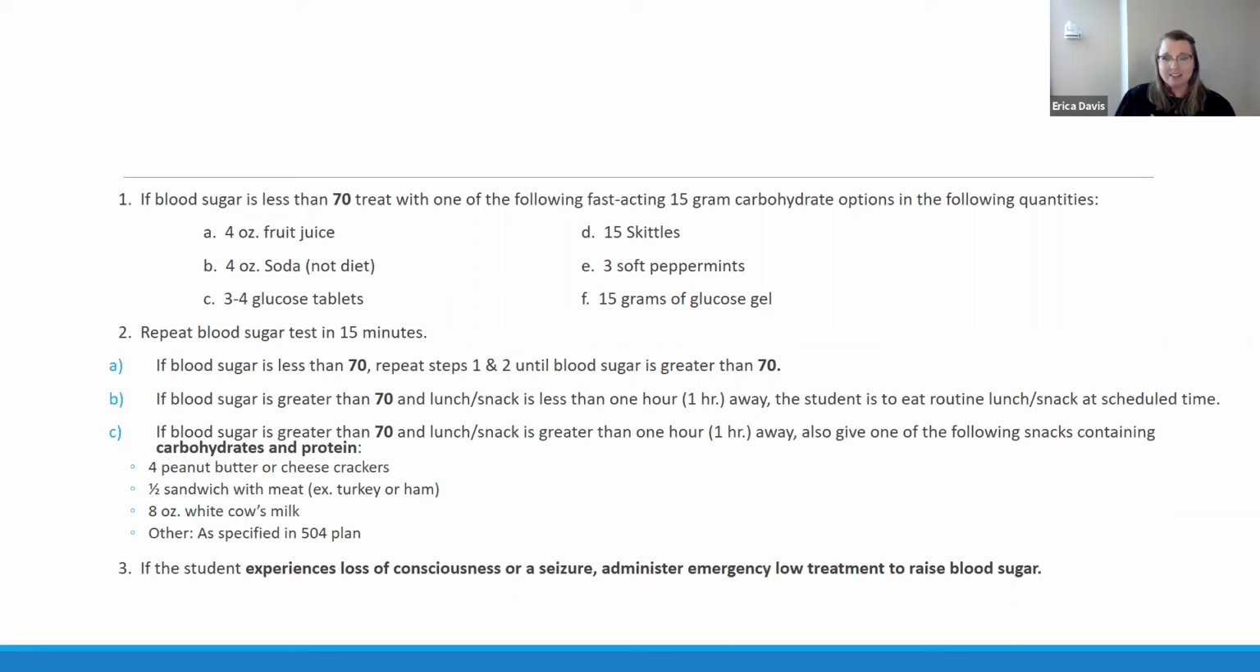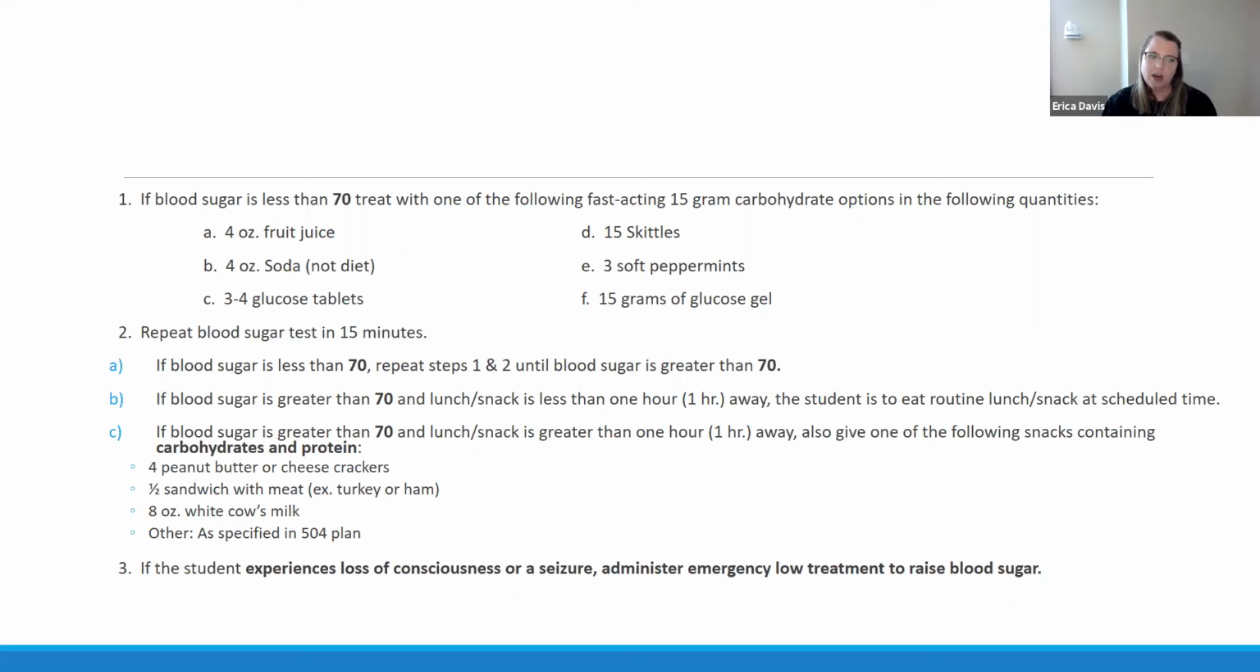So if there's something that's outside of this that a parent is wanting to use, just research it together to make sure that that is a fast-acting carbohydrate option, and then you can address that in the 504 plan. Again, we want to repeat blood sugar testing every 15 minutes until the blood sugar is above 70. So that golden number is 70. And there are some examples here as to what you'll need to do in different circumstances, and depending on how closely that blood sugar is to the next meal.